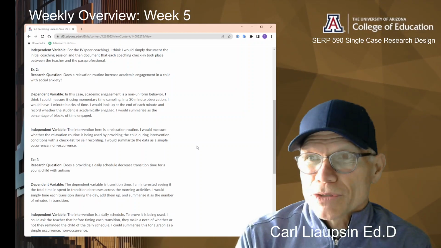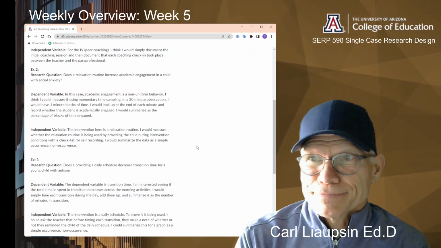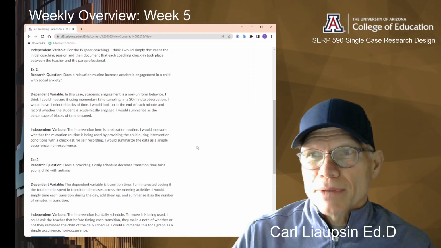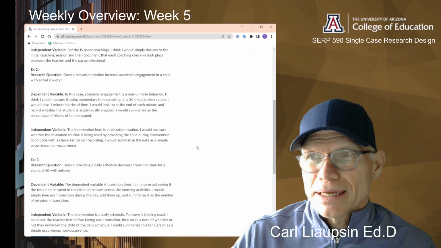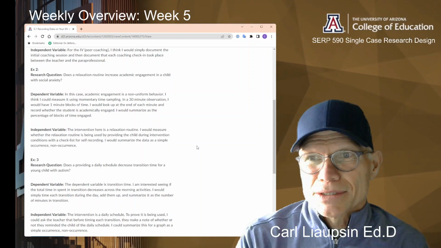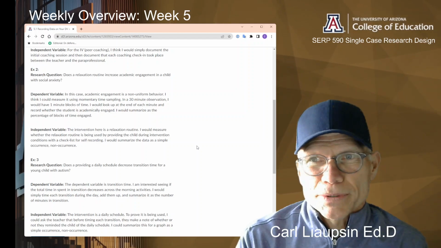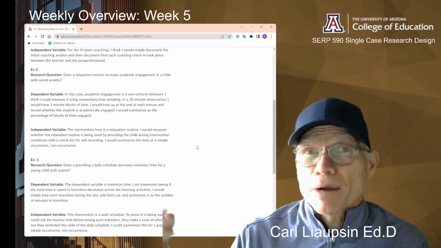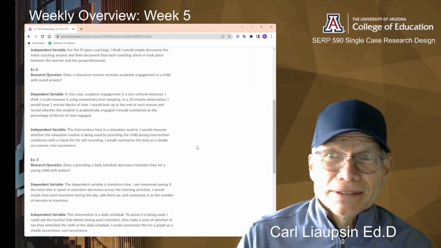I think I could measure it using momentary time sampling. In a 30-minute observation, I would have 1-minute blocks of time. I would look up at the end of each minute and record whether the student is academically engaged, and I would summarize that as a percentage of blocks of time engaged. Simple. You probably already do recording like this.